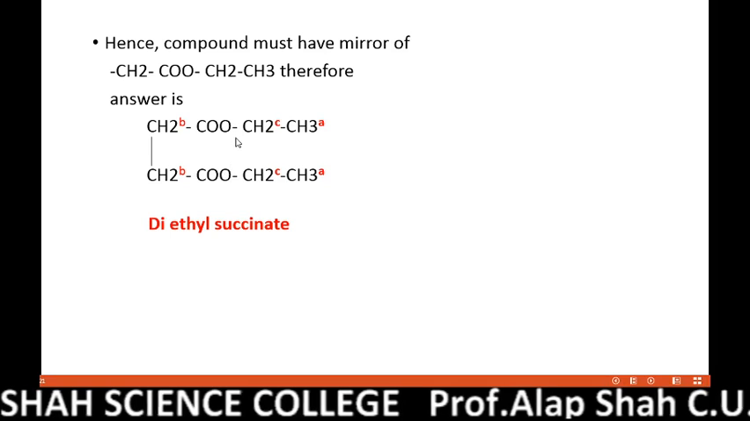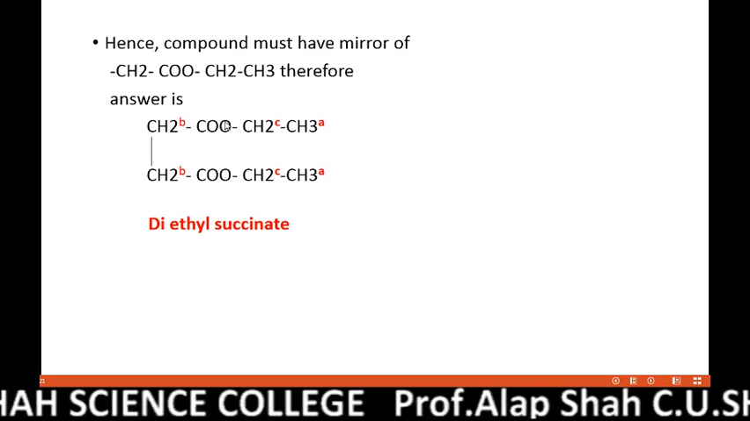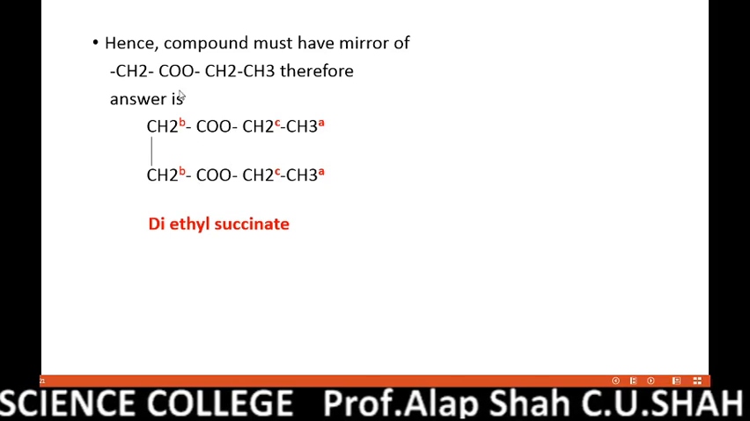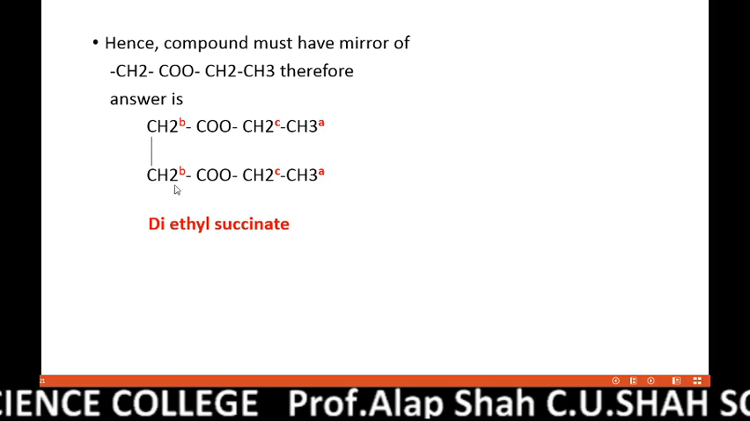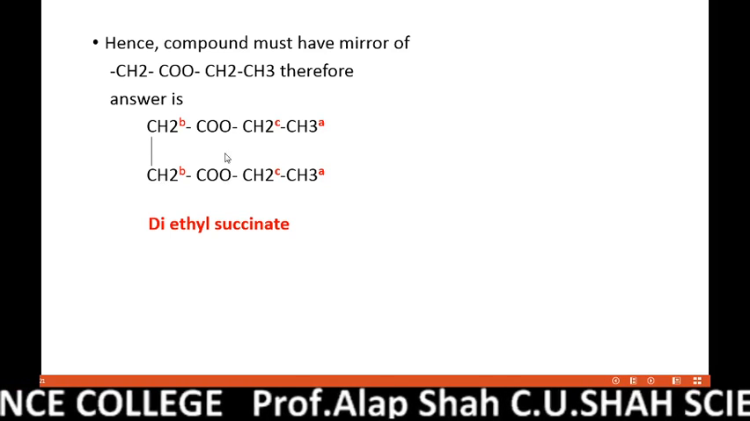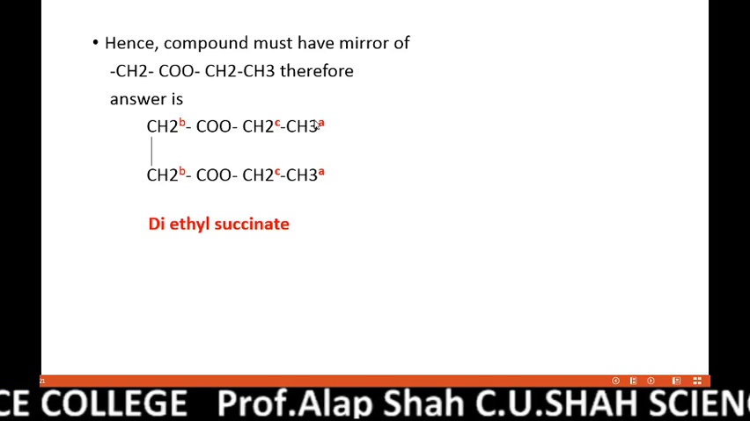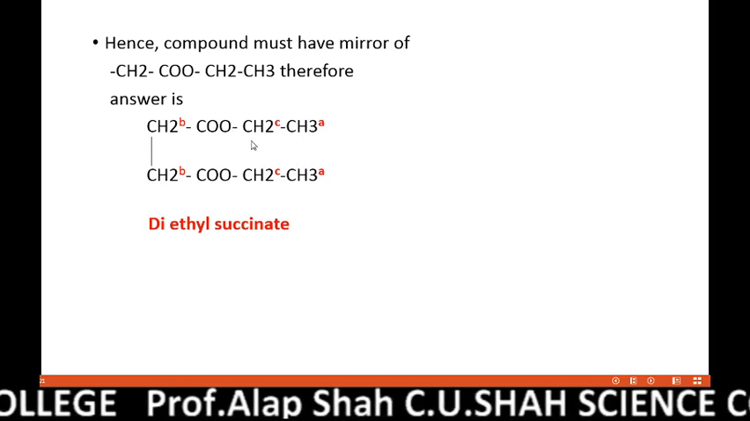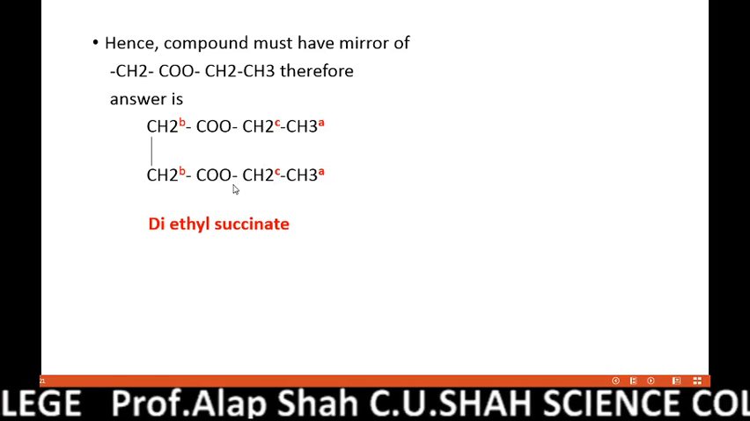Let me explain how. If we consider the carboxylic acid group COOH, this portion with H is called succinic acid. Two of its protons are displaced by ethyl groups, so this is an ester, and the name is diethyl succinate.